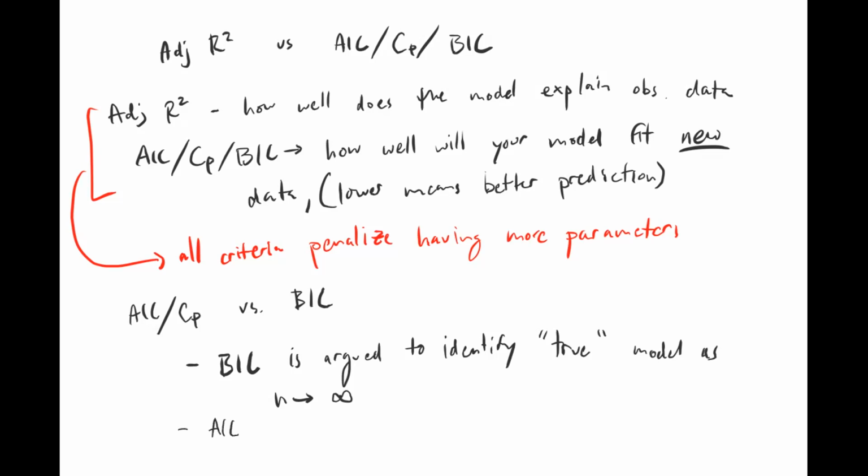But AIC minimizes selecting a quote unquote bad model with small n. So if you have a smaller number of observations, the AIC can functionally perform a little bit better because it doesn't have to balance out that initial term against the number of observations.